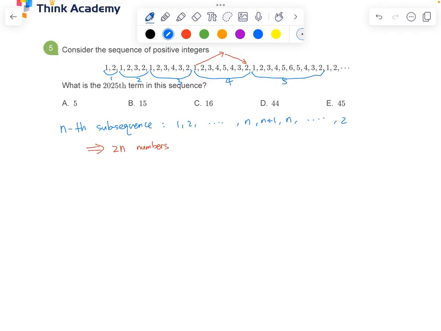So how can I know what is the 2025th term in the whole sequence? Well, to do that, I need to determine which subsequence the 2025th term is in. So first, let's try to compute the cumulative length at the end of the nth subsequence.